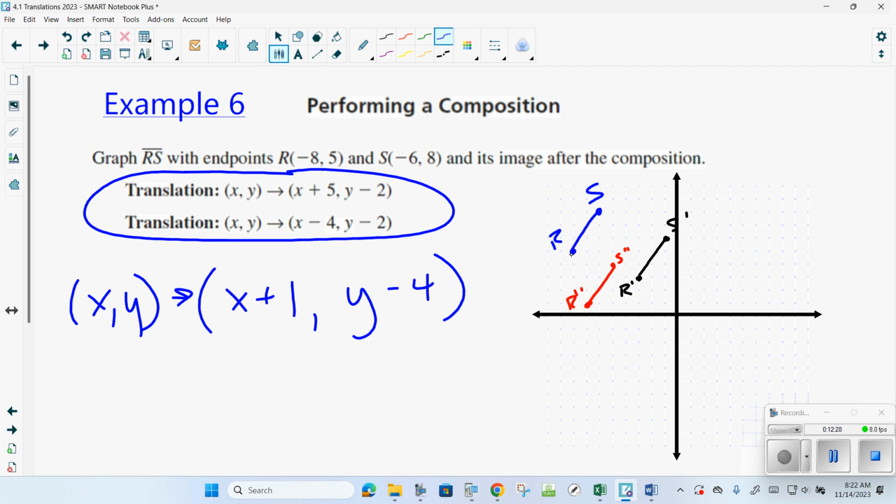Now, if I just went straight to here, and again, I'm going to pick a different color, if I just went +1 and down 4, notice I will end with the ending R double prime. So the fact that I went straight from the beginning to the end and I combined the two.